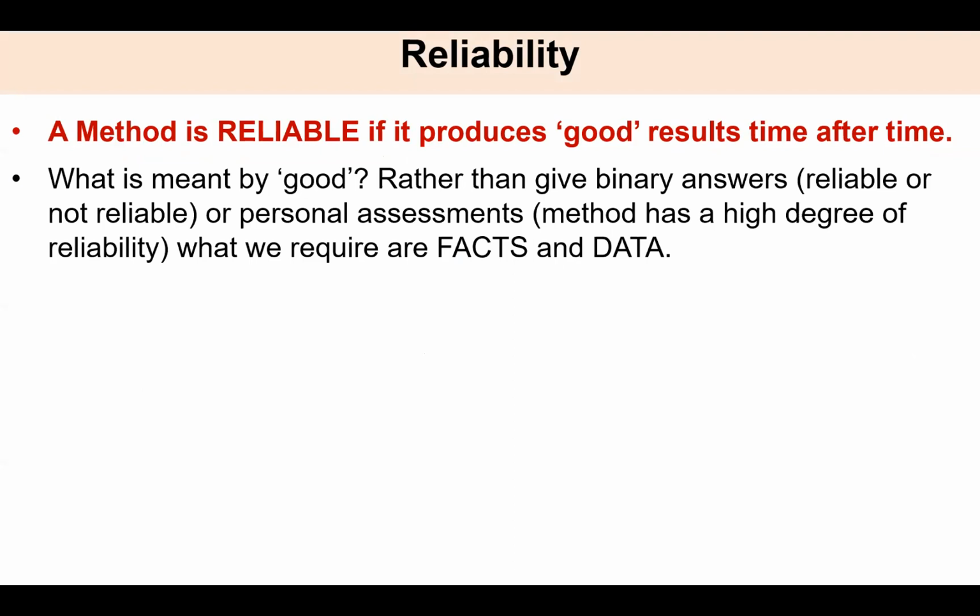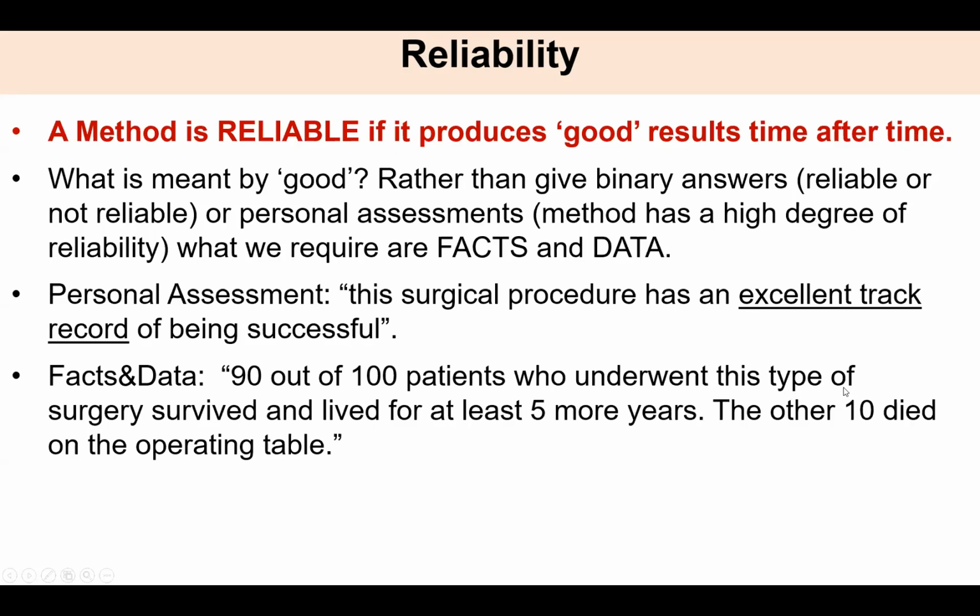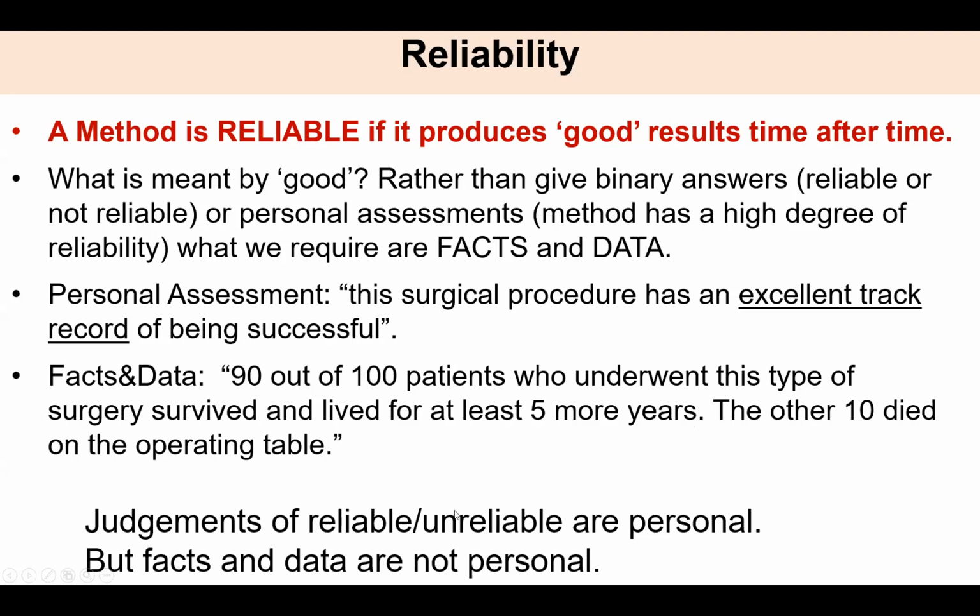So what's meant by good? Now, this is not something you can give a binary answer to. You don't talk about something as reliable or unreliable, but you talk about degrees of reliability. So you don't just say the method has a high degree of reliability. What you need is facts and data. To illustrate this, consider a statement like this in the medical context. This surgical procedure has an excellent track record of being successful. Well, that excellent is somebody's judgment. Facts: 90 out of 100 patients who underwent this surgery survived and lived for at least 5 more years. The other 10 died on the operating table. Now that is the data, and this is a subjective judgment. So judgments of reliable, unreliable are personal, but facts and data are not.